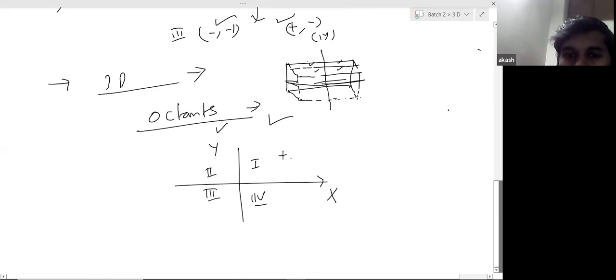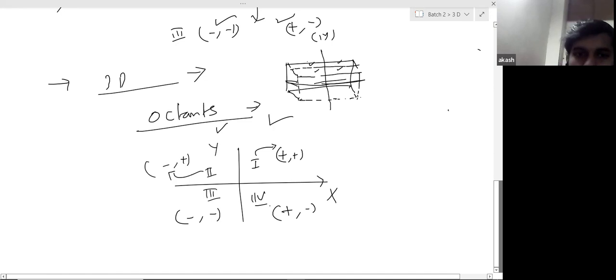Here x is positive and y is positive. Here x is negative, y is positive. Here x is negative and y is negative. Here x is positive yet y is negative, right? So in first quadrant this, second quadrant this, and so on.